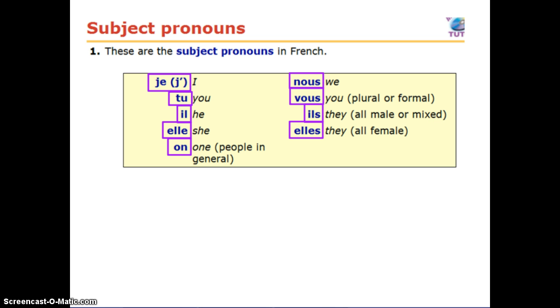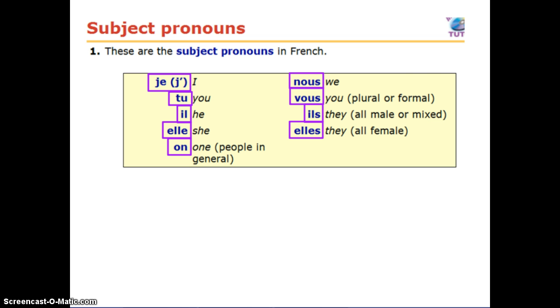The word je is the word for I. And again, that gets used basically anytime you're talking about yourself. The word tu means you. Again, anytime you're talking directly to somebody else. Il means he. Elle means she. We'll come back to on in just a second. Jot it down for right now. Nous means we. Pretty basic. And vous is the one that most people have trouble with.